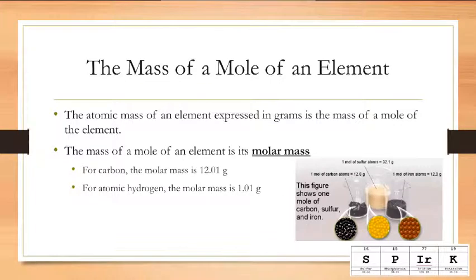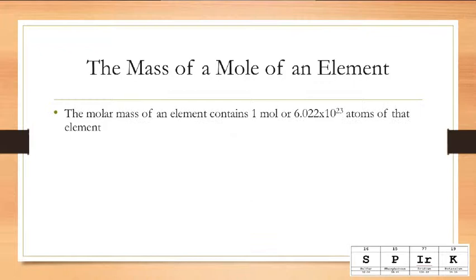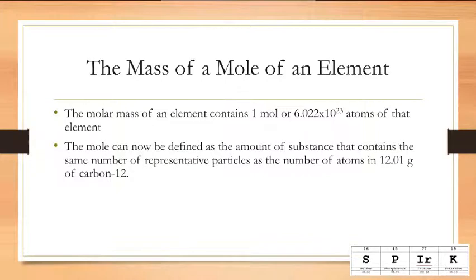So if we look at this figure over here on the right, you can see that 1 mole of different substances is not the same volume or the same mass. 1 mole of carbon atoms is 12.0 grams, 1 mole of sulfur atoms is 32.1 grams, and 1 mole of iron atoms is 55.8 grams. The molar mass of an element contains 1 mole, or 6.022 times 10 to the 23rd atoms of that element. And the mole can now be defined as the amount of substance that contains the same number of representative particles as the number of atoms in 12.01 grams of carbon-12.